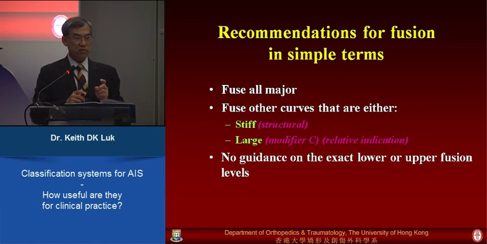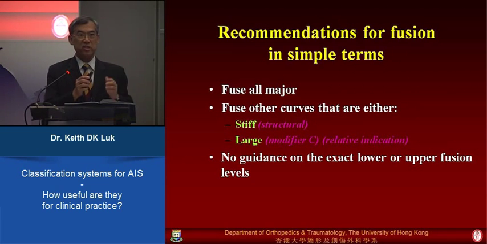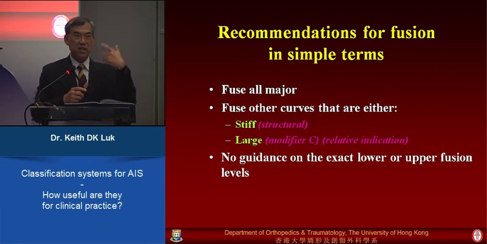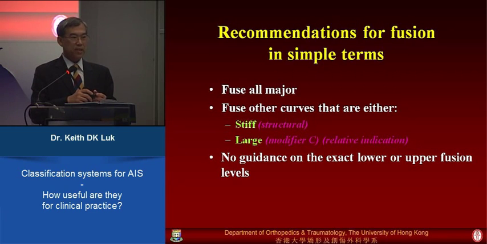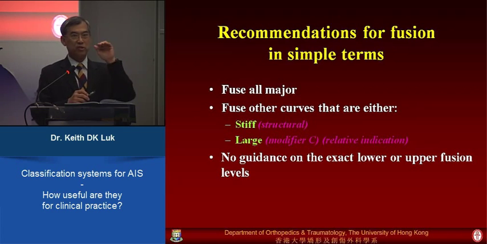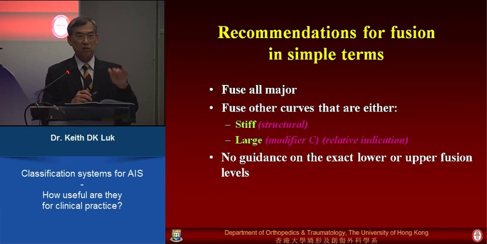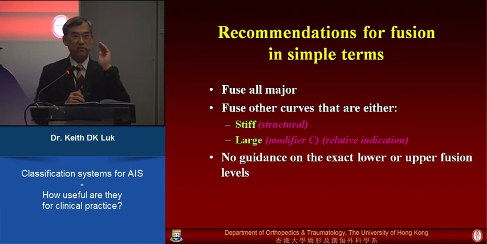Now the definition of structural minors, we'll come to that later. And then you fuse the larger curves. If you have the curve that's deviating further away from this central sacral line, meaning the C's, you should consider fusing them. So that's a relatively simple concept to follow. But it doesn't really give you a specific recommendation on which level. Say, should that stop at L3 or stop at L4? It just tells you, okay, the lumbar curve needs to be fused.